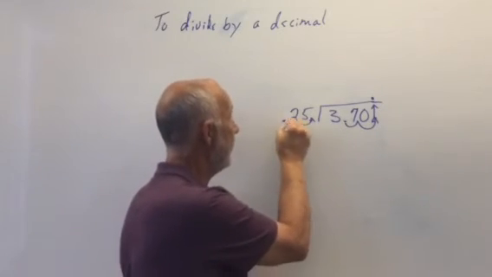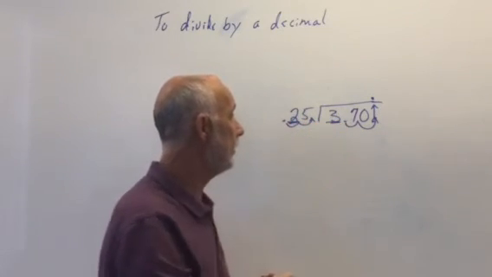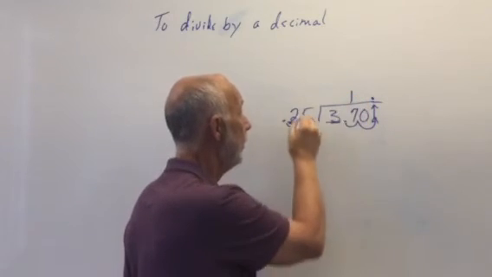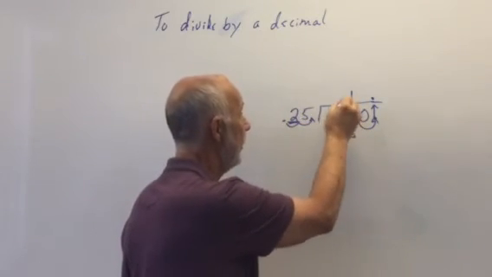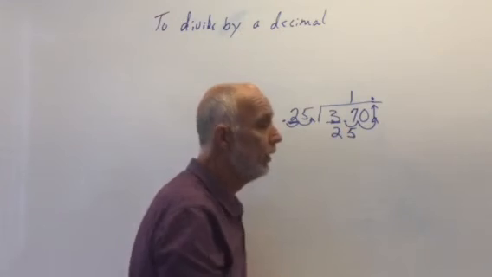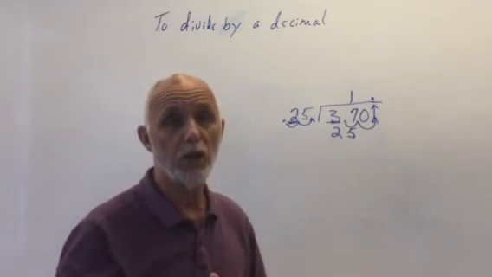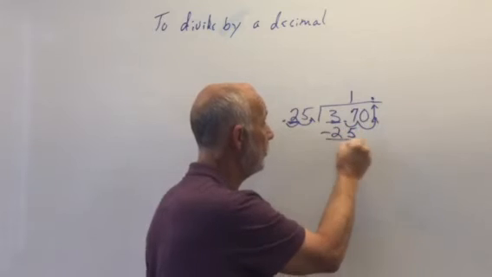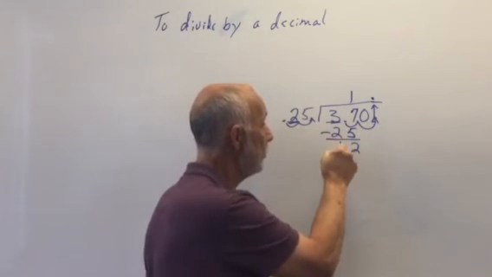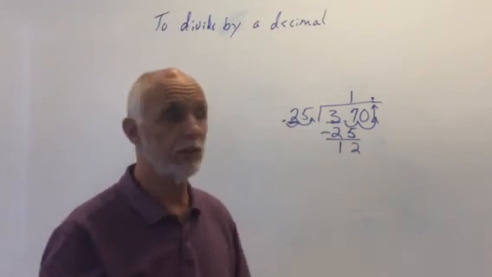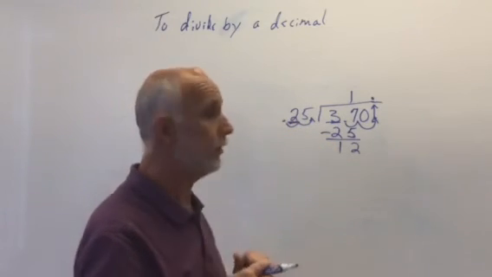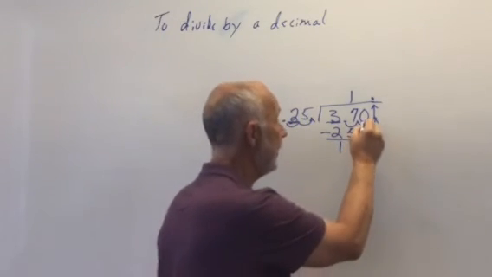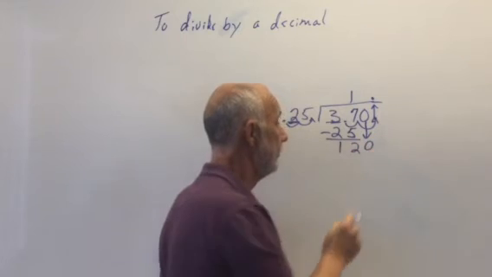Divide the front into the front, 2 into 3 goes once, shift back 1 place. 1 times 5 is 5, 1 times 2 is 2. Did I guess too big? No, I can subtract. 7 minus 5 is 2, 3 minus 2 is 1. Did I guess too little? No, 12 is less than 25, so I can bring down my 0.